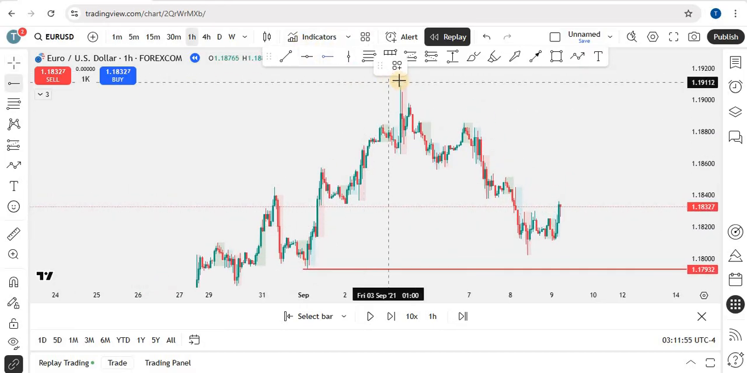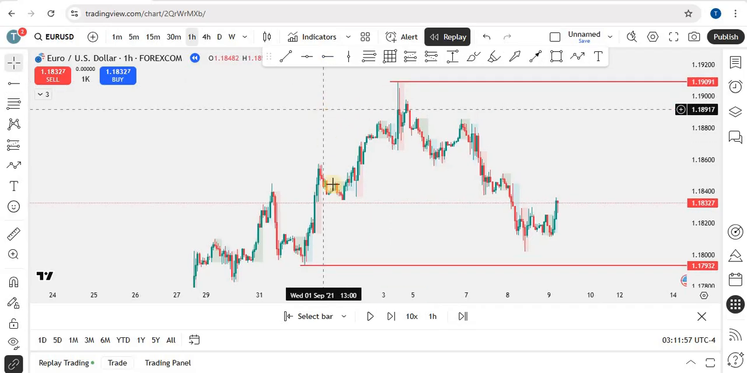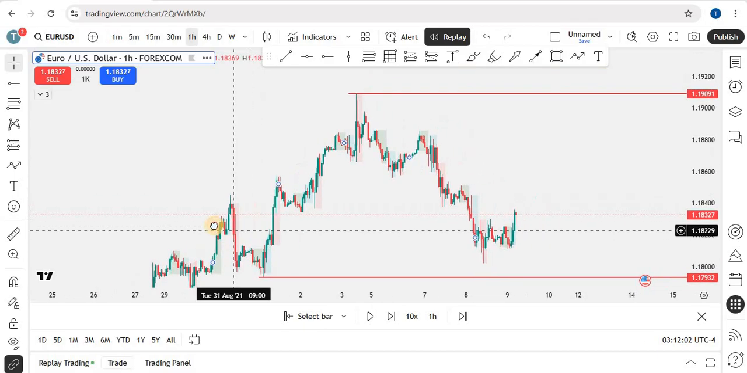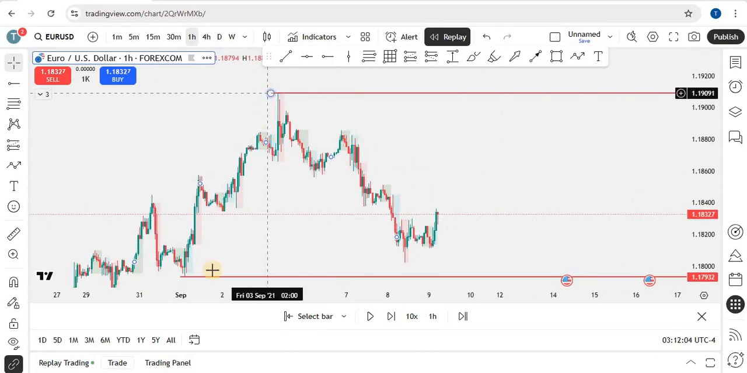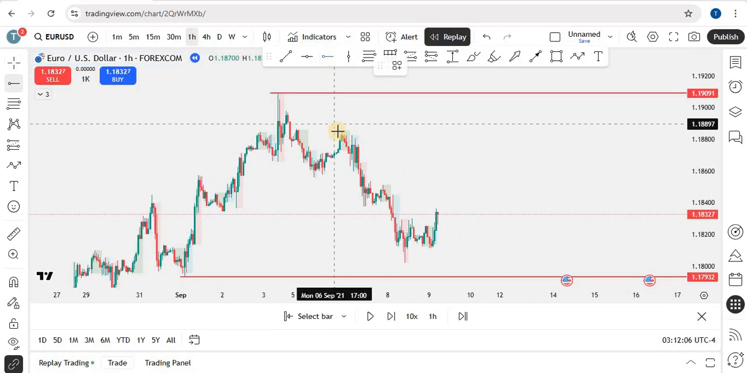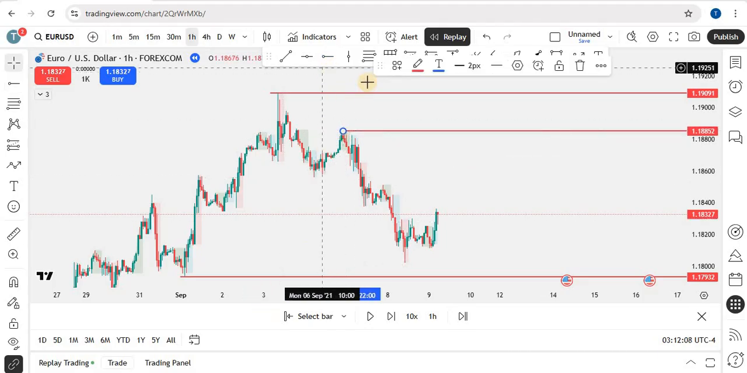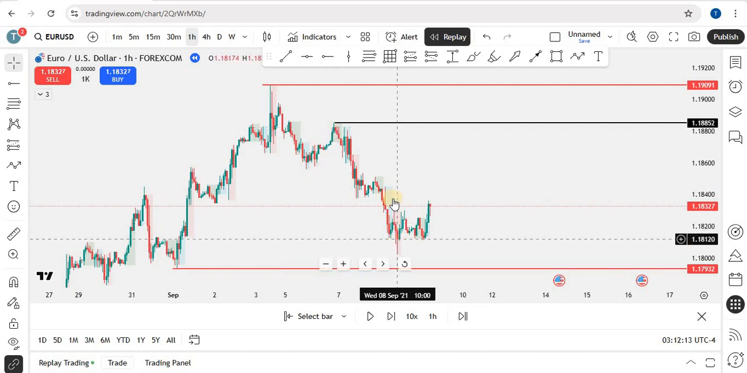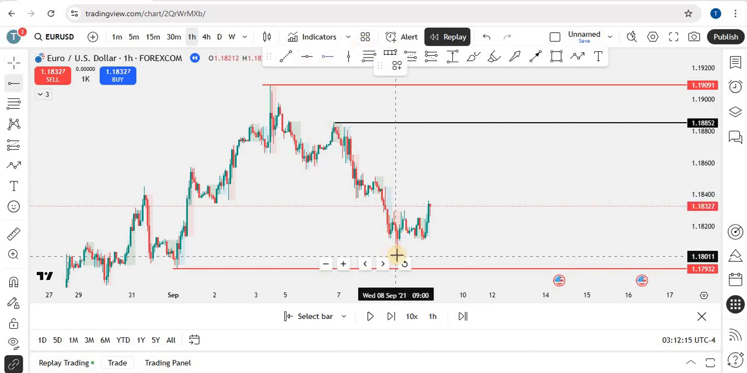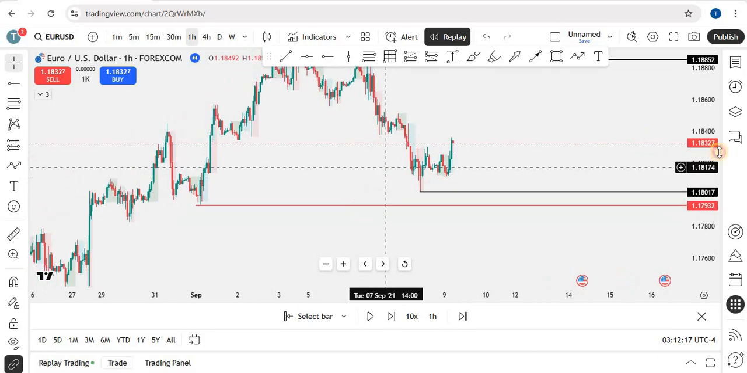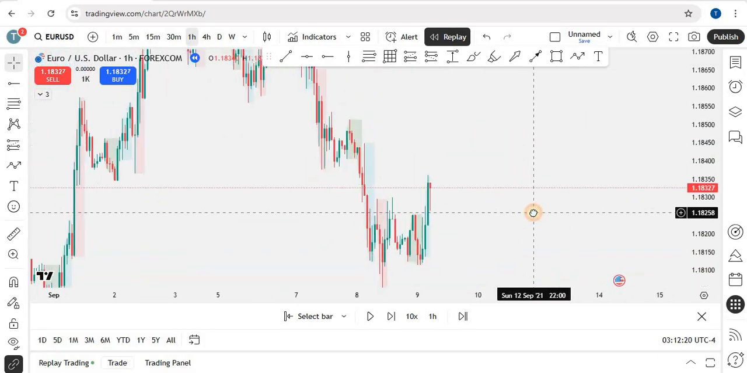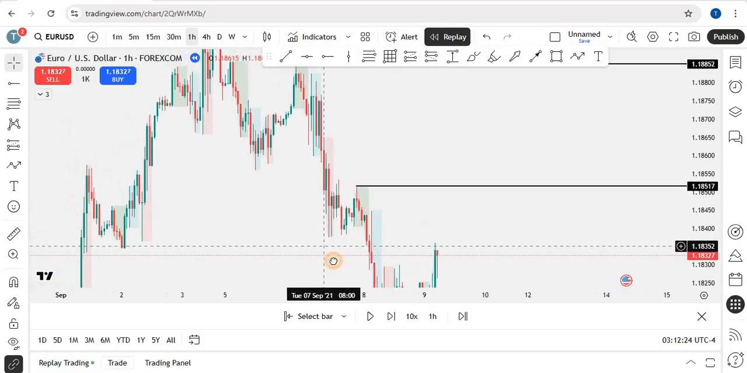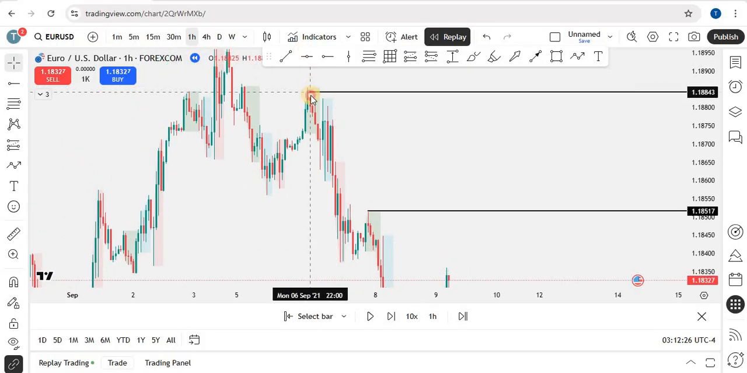High, high, okay, and then this is the high. We will now mark the internal structure which created this low. We have internal session highs and lows, right? We have here the sessions.